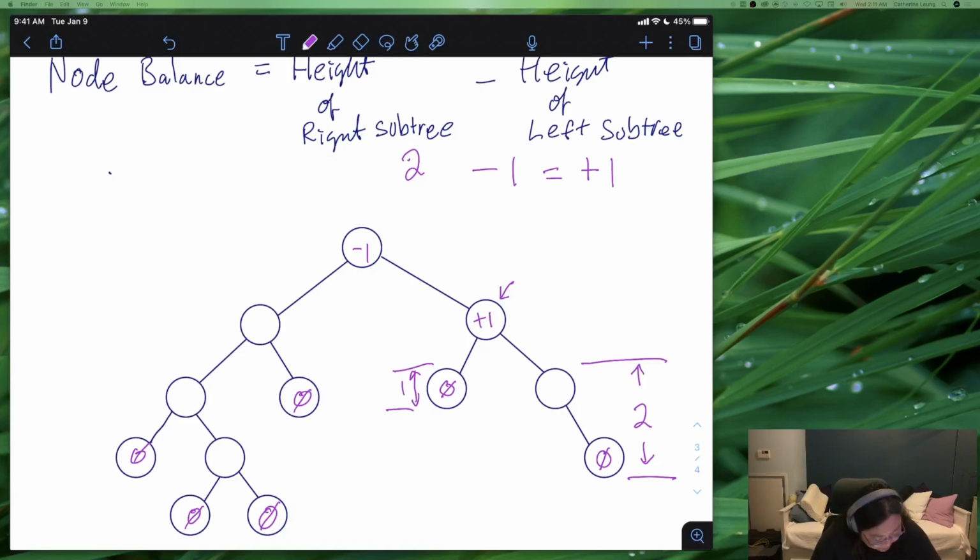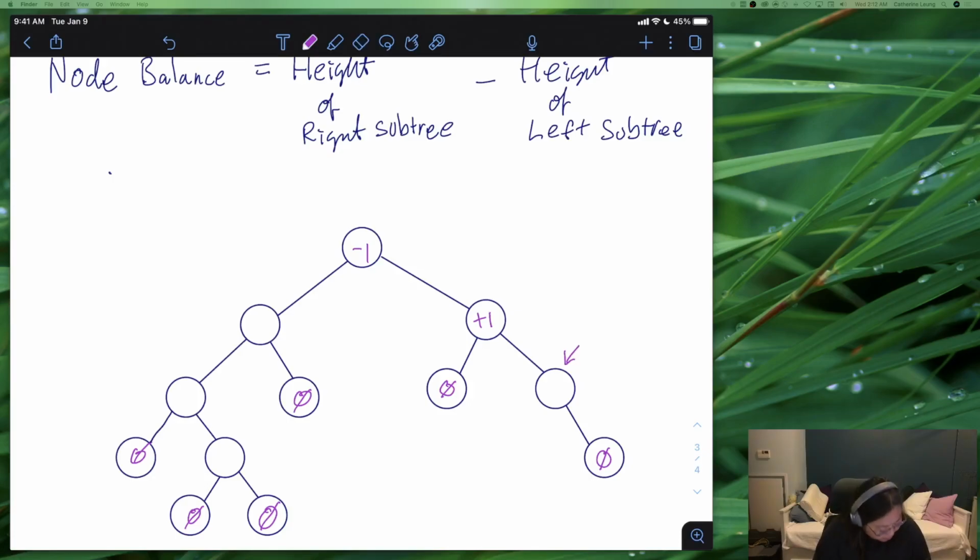All right, now let's take a look at one more node, and then we'll do the other. I'll leave the others as an exercise. So what is the balance right here, this node?